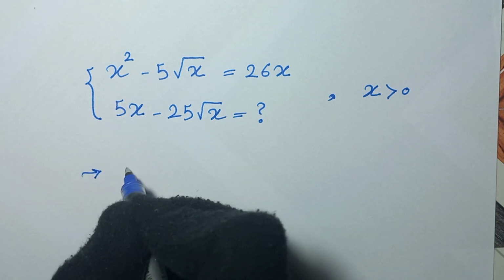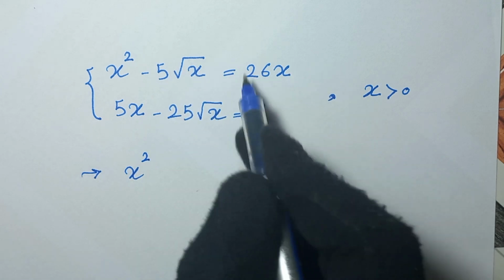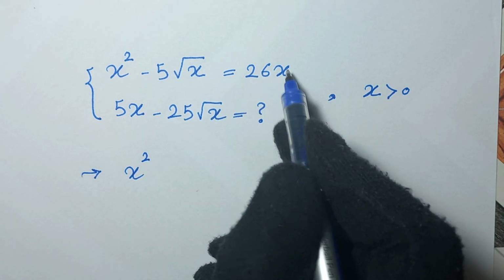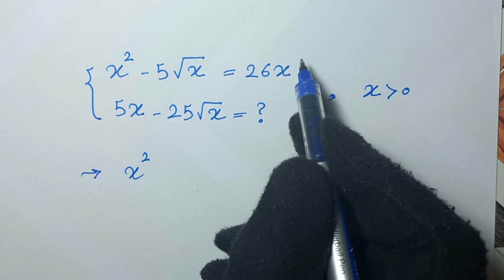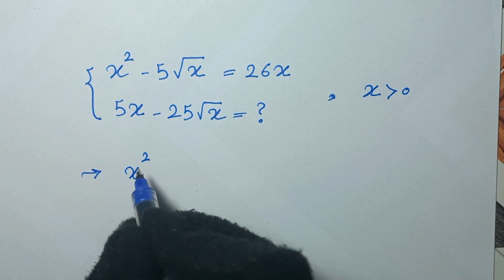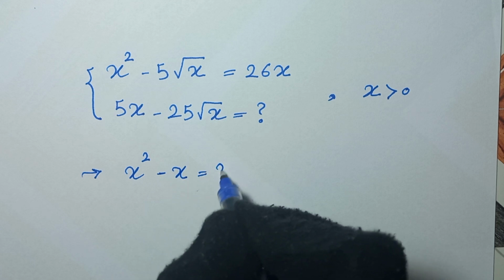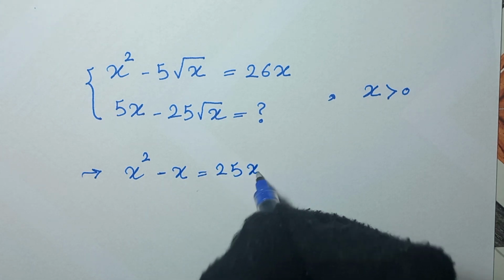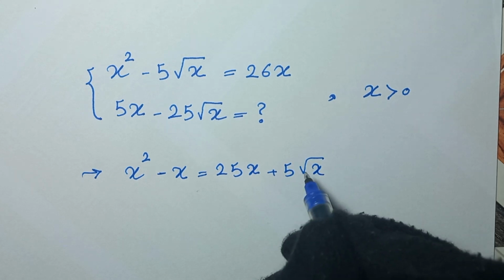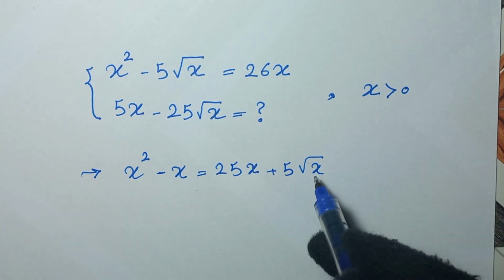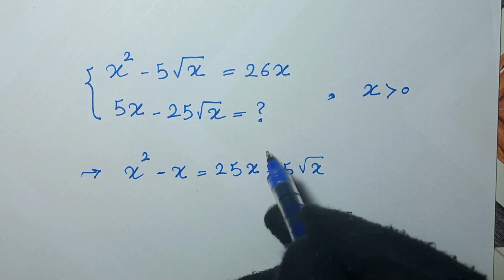In the first step, from this equation, we have x squared, and we take this to this side, and here we have 26x, and we can write 26x as 25x plus x, and we take x to this side. So it will be x squared minus x is equal to 25x plus 5 square root of x. So here we take this to this side, and we write 26x as 25x plus x, and we take x to this side, right?